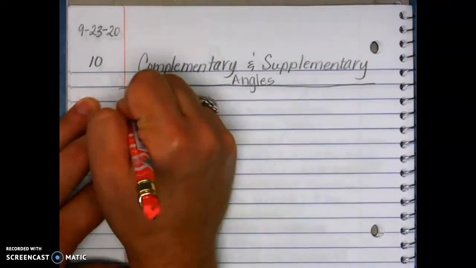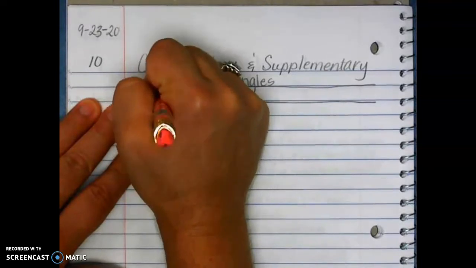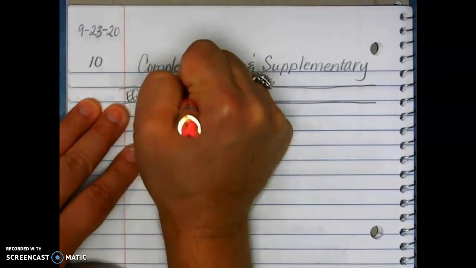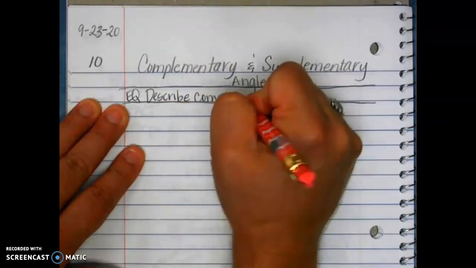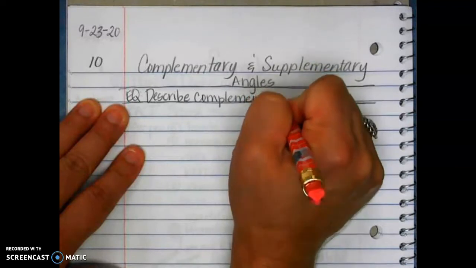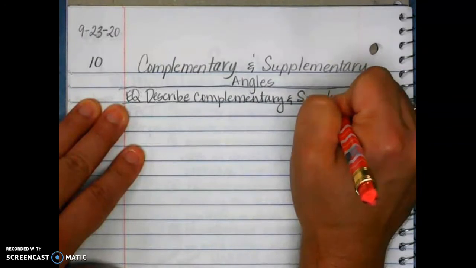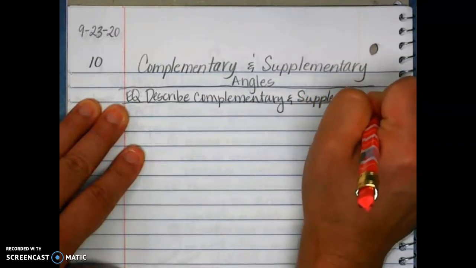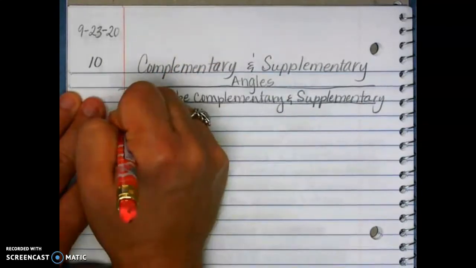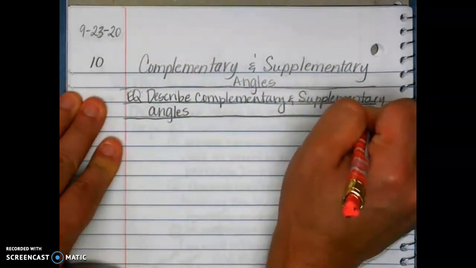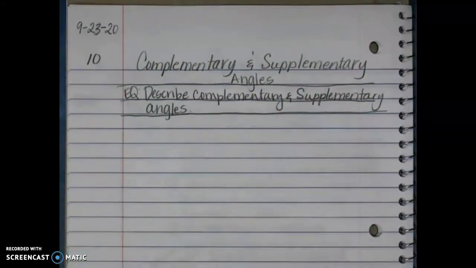And today's essential question isn't really a question, it's just going to be a statement: describe complementary and supplementary, and these are long words, angles. Okay, and then once we know how to describe these angles and what they mean, then we're going to use this information to solve some equations.